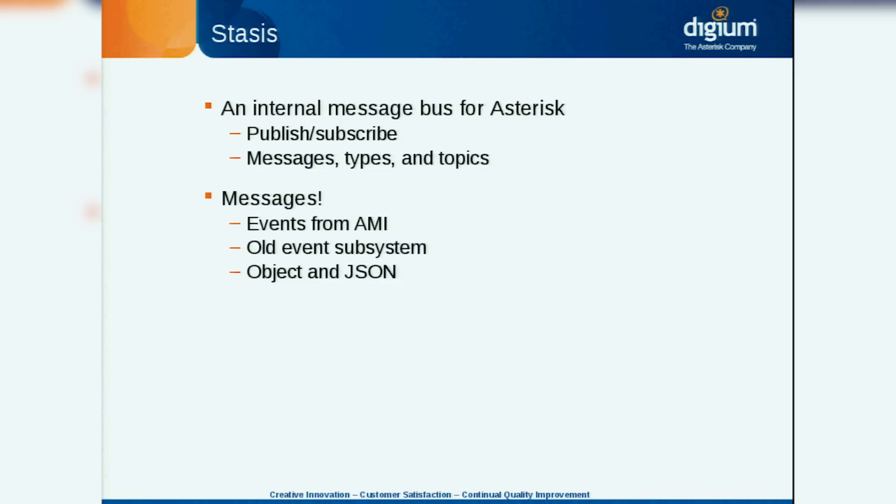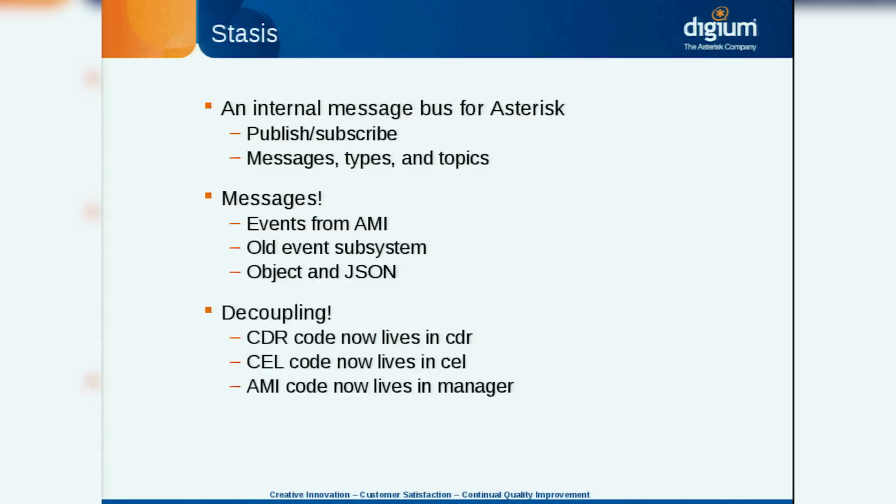So messages are essentially taken from two different sources in Stasis. It's the events that would normally be transmitted over AMI, which now go over the Stasis message bus, as well as an old event subsystem that was also in Asterisk. And the way we've done this, we can publish inside Asterisk what we would call primary communications objects, as well as arbitrary data encoded in JSON, which means it's very flexible for additional messages and additional producers and consumers to be added and to use Stasis as a means of communication.